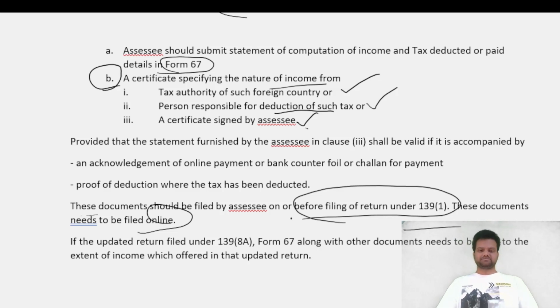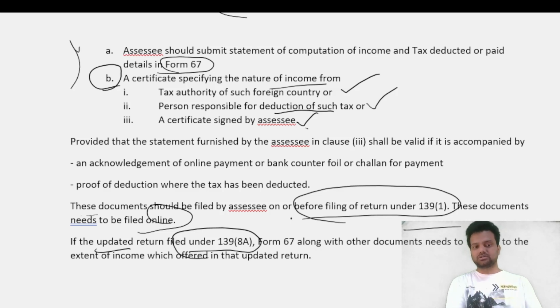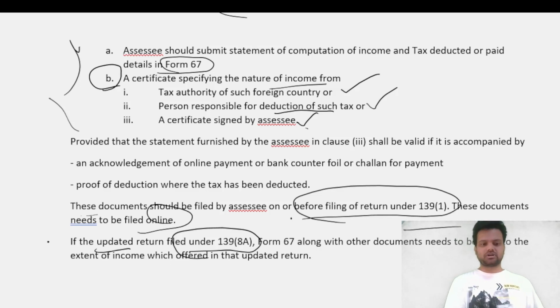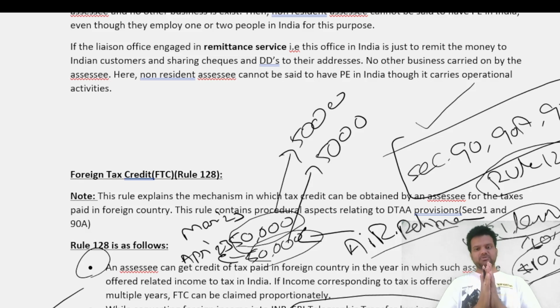Now sometimes there can be an updated return also. The updated return concept is also there, right, nowadays. So for an updated return under section 139 subsection 8A, if he is filing an updated return, if there is a change in the foreign income also, he has to update these forms also. If he's updating his income under the updated return, he has to update the foreign income also if there is a change in that. That is simply what this last point says. This is all about FTC Credit.